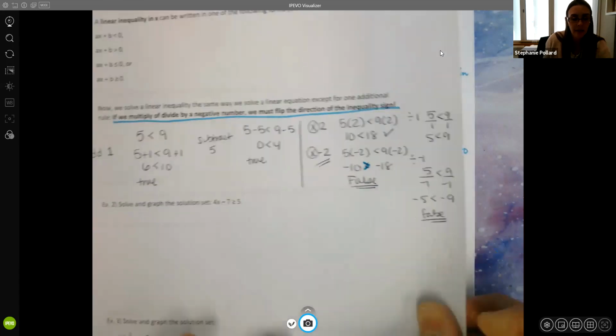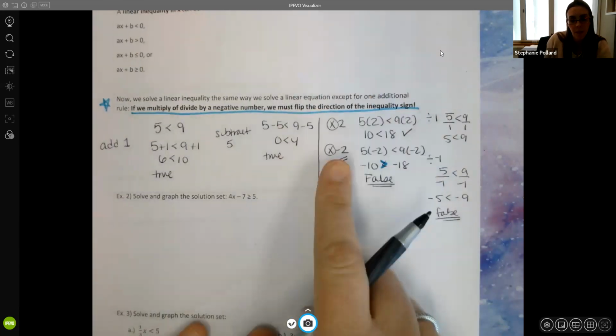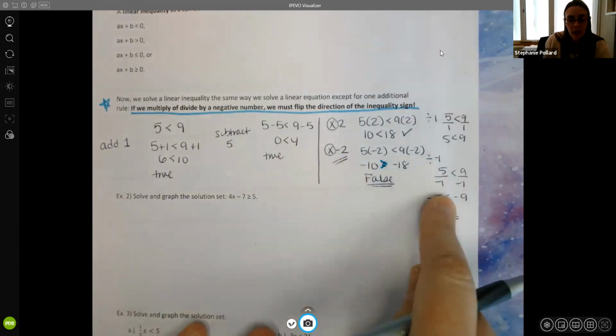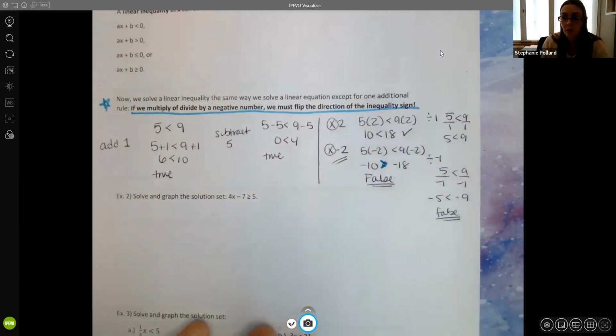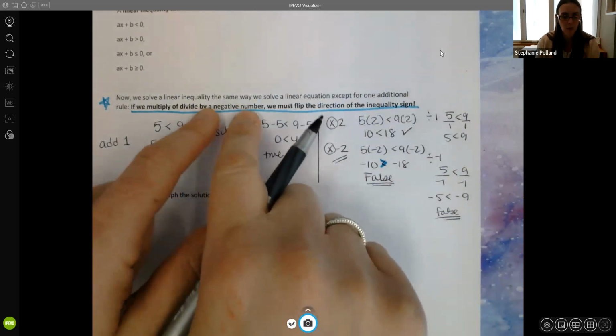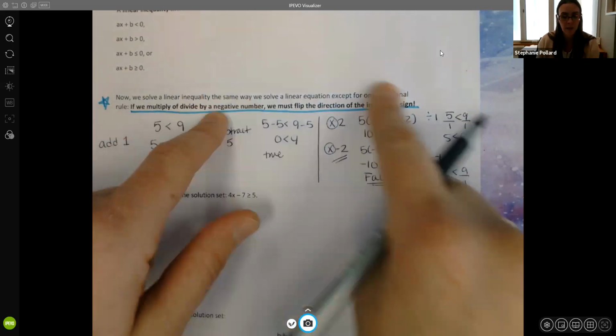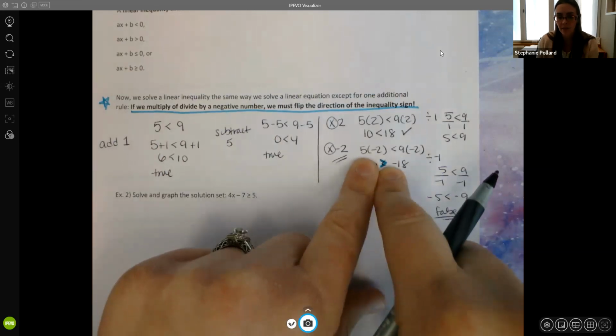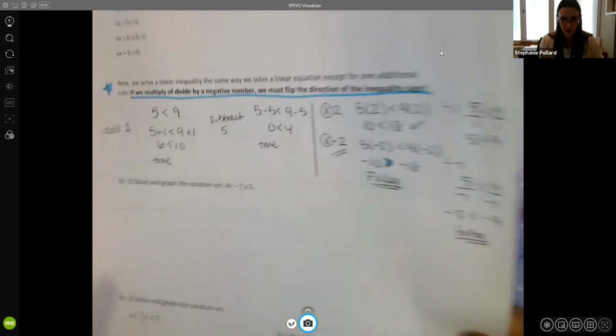So the reason we have to do this flip is because when we multiply or divide by a negative, it doesn't stay true anymore, right? Whenever we're solving things, we want to keep everything true. We don't want to change the solution. So that's the one thing we have to watch out for. If we multiply or divide by a negative, we need to correct this sign and flip it back. So let's try a couple of examples here.